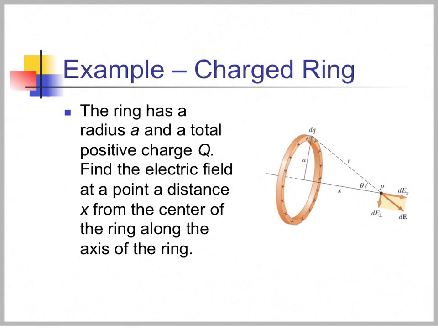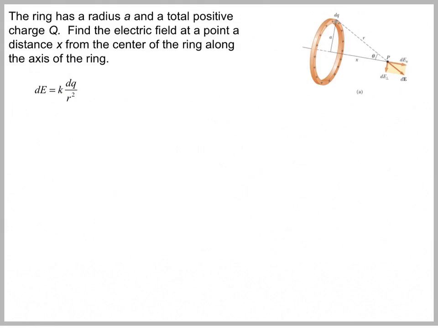Well, let's look at another problem where we actually have to worry about the direction of the electric field. So let's have a ring that's got a radius a and has a total positive charge Q on the ring. Find the electric field at a point at distance x from the center of the ring along the axis of the ring. In other words, I look along the axis of the ring at distance x. I want to know what the field is at this point.